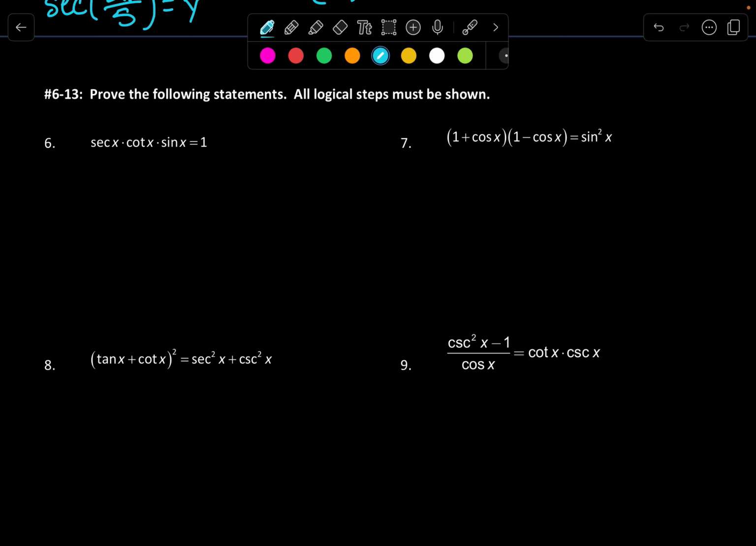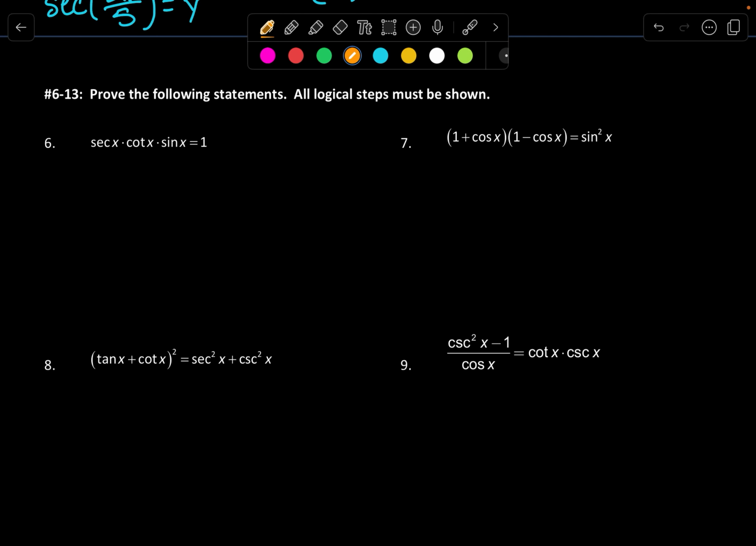So a lot of times what that means is we're going to start with the more complex side and change it to equal the simpler side. But there are some times where you might make changes on both sides in order to show that they're in fact equal. But again, since this says prove, we are going to assume that both sides are actually equal. So we're going to do this through a combination of all of our identities.